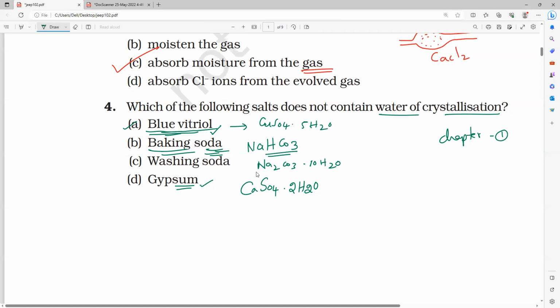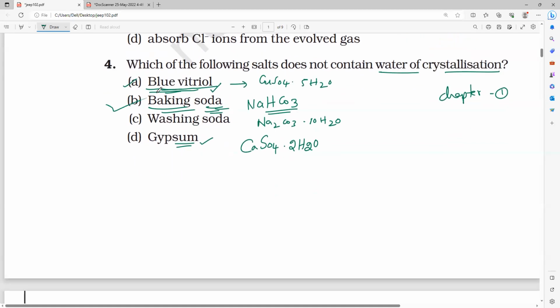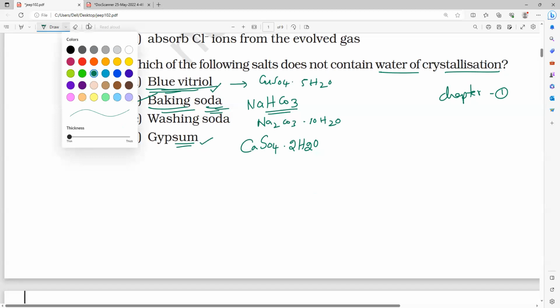Baking soda. Why baking soda? What is the baking soda formula? Sodium hydrogen carbonate. That is why it has no water of crystallization. I hope everybody understands. Anybody having doubts, you can ask me. Clear, guys? Yes, sir. Clear. Next. So what is the answer? Baking soda. Please write it.